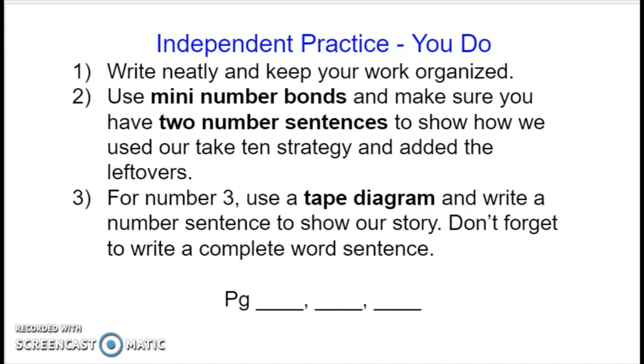Number 3, for problem number 3 with the word problem, make sure you use a tape diagram and write a number sentence to show our story. Don't forget to write a complete word sentence on the long line. And underline your units as well as box in your solution so you don't get confused.